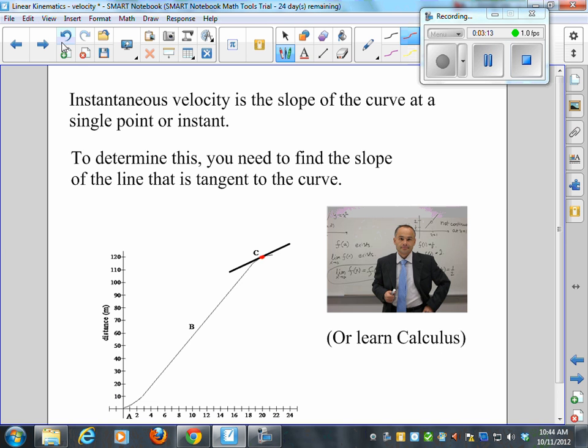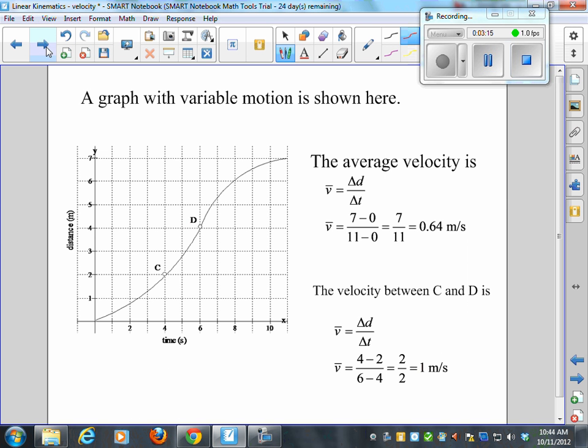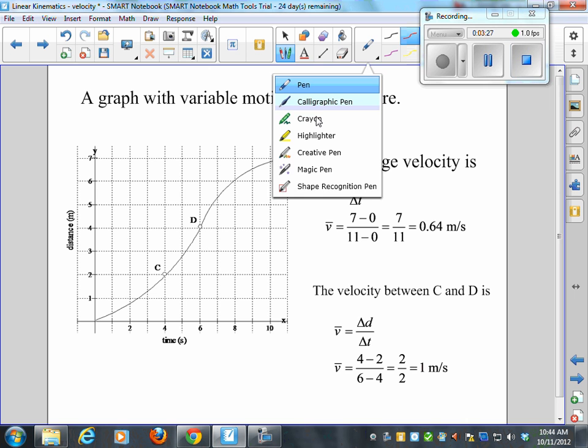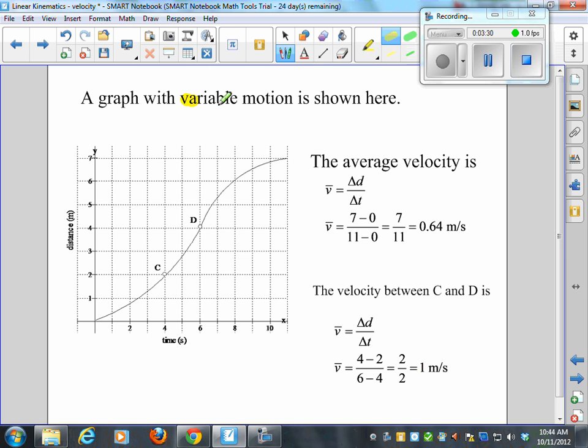Okay, all right, so I don't think we've gotten this far yet. So now you should have this graph here. Here's a graph of what we call variable motion. And variable simply means what? It varies. It changes. The motion is changing. How can I tell? Because the graph is curved. This you need to pay particular attention to.